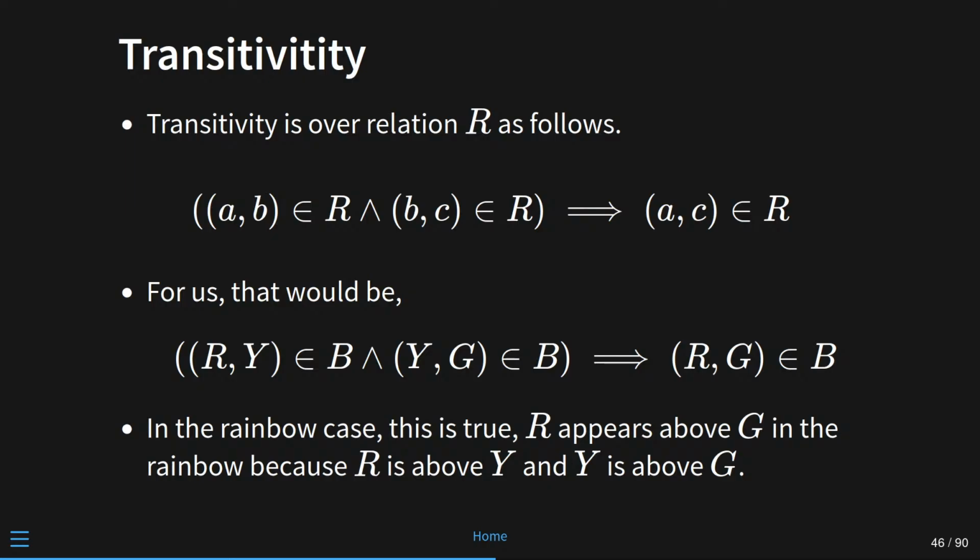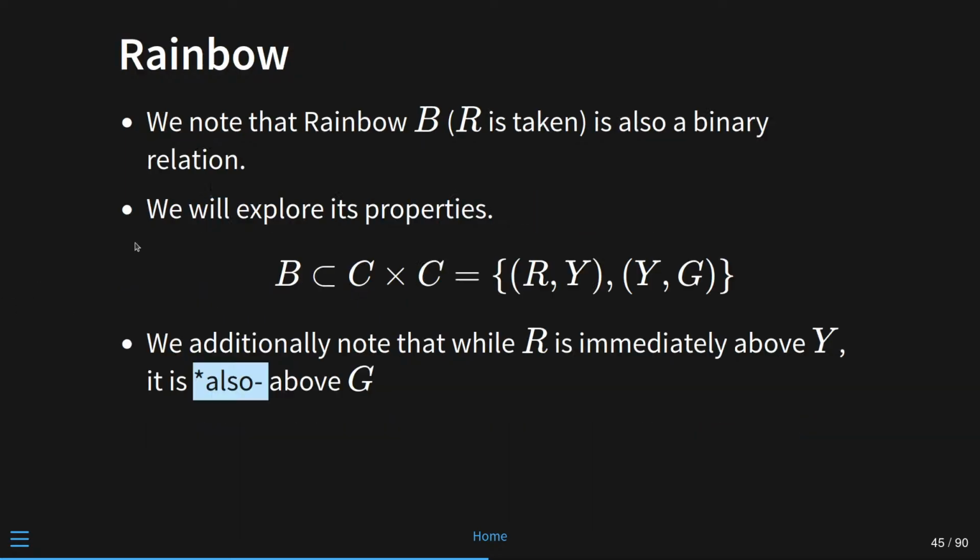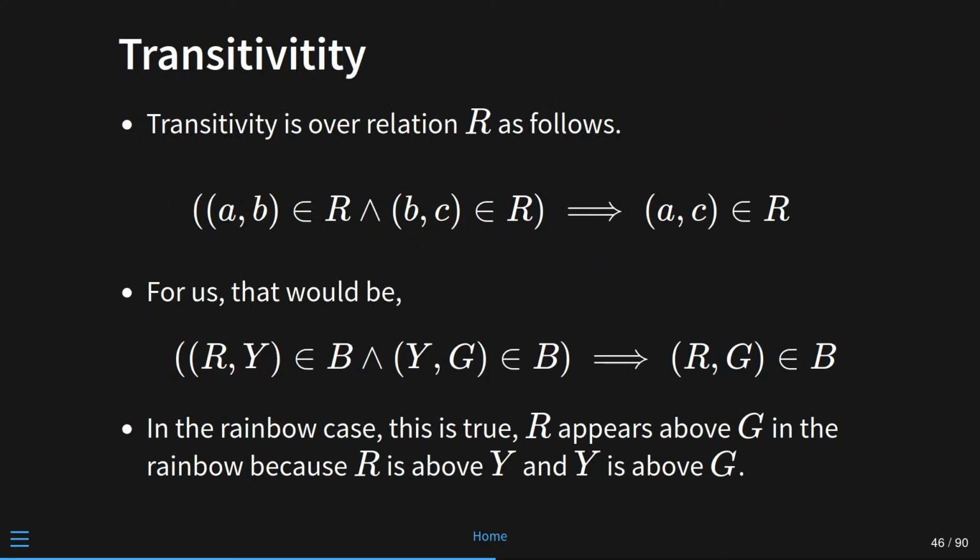Okay. So transitivity is over relation R as follows. Sorry, putting a pin in this. I've shown you two relations. Now I'm going to show you transitivity over them. Okay. I've stressed the importance of atomic edges. Transitivity does not care about atomic.